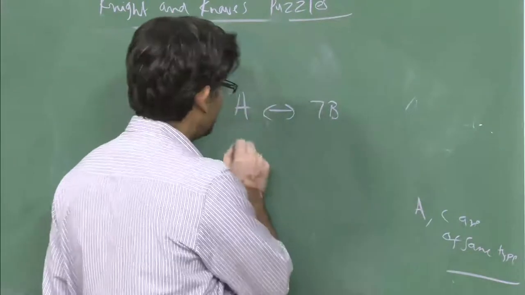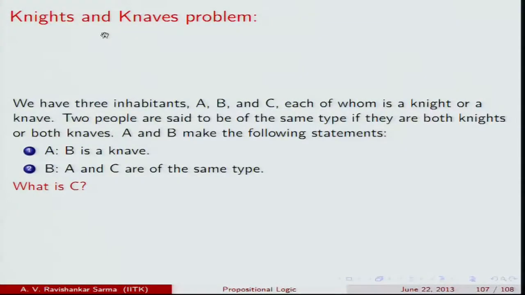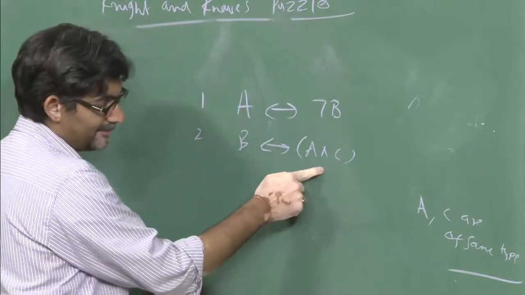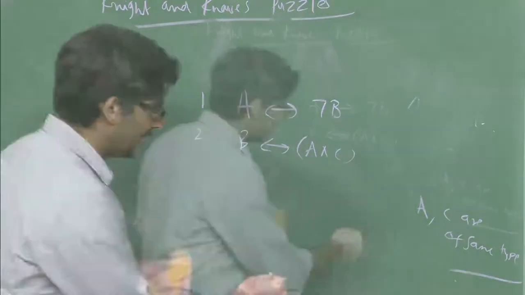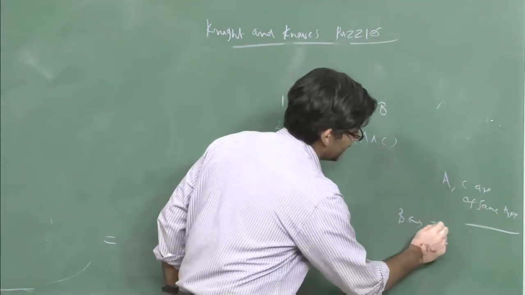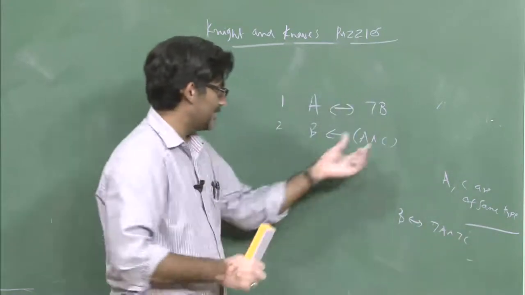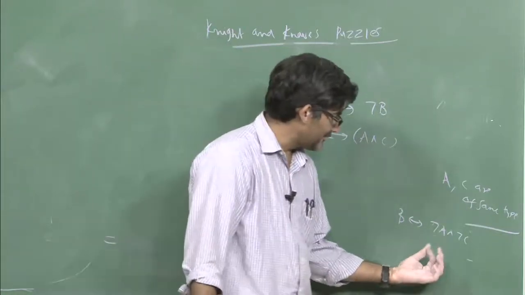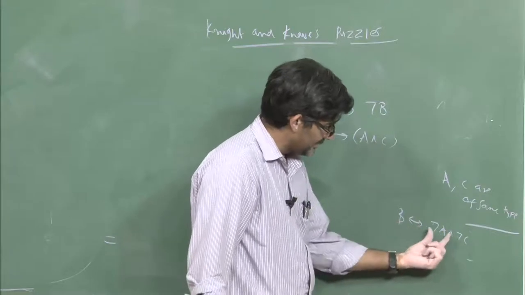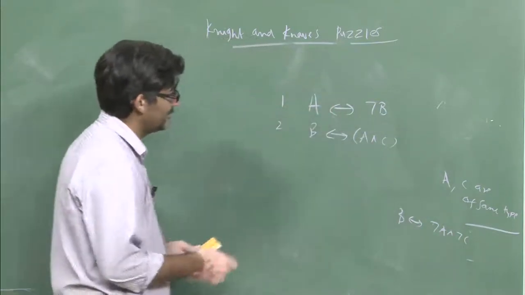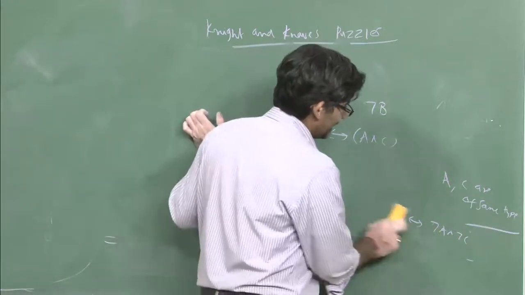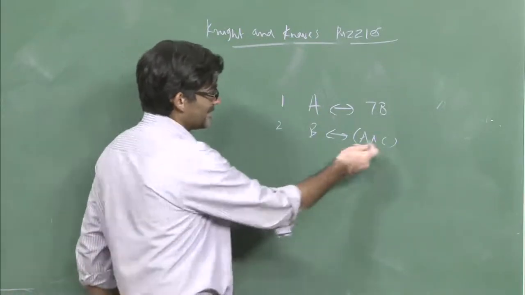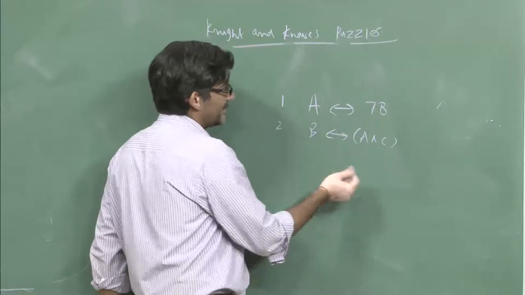Who is saying this? B is saying that A and C are of the same type. Either it should be this, or you can even take into consideration B as not A and not C. So the first satisfies that both are knights, that means they are of the same type, and the other one satisfies not A and not C. You can take that also into consideration, but not both of them. So they are of the same type, and this satisfies this particular formula. Now we are trying to determine what C is.